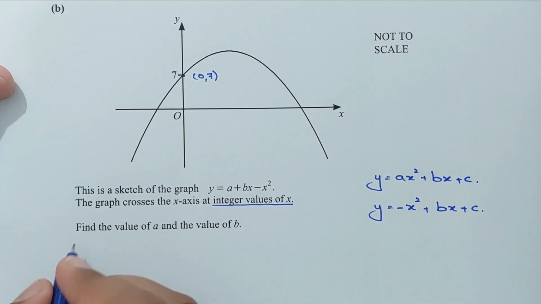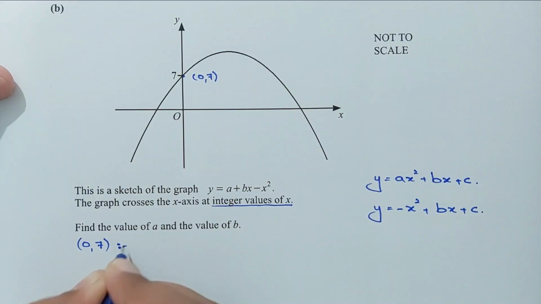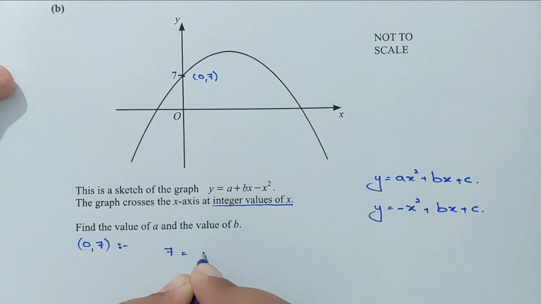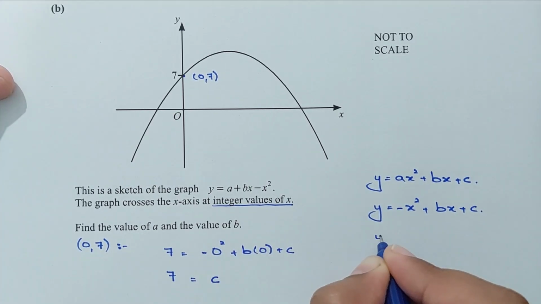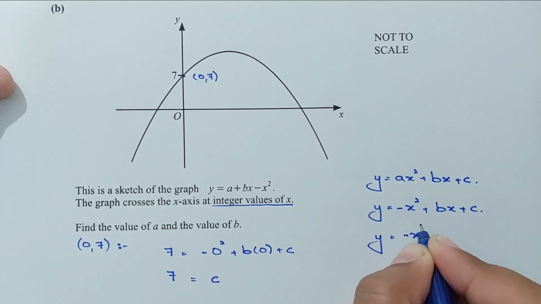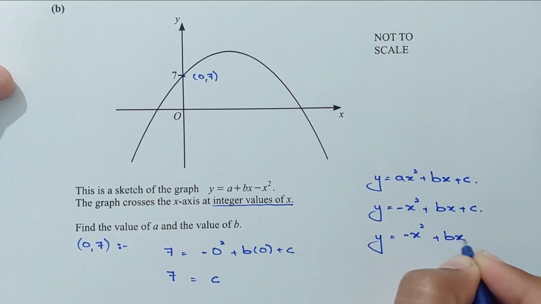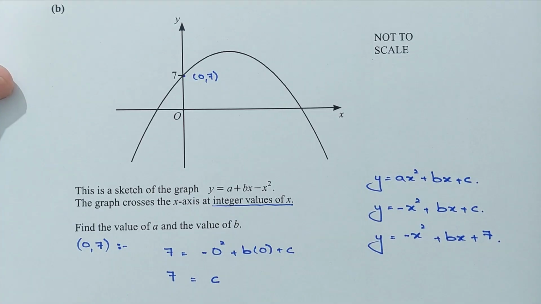The first point I'm going to use is (0, 7). Using this information, y is 7 and x is 0. So minus 0 squared plus b times 0 plus c. Here 7 is the c value. So we get y equals minus x squared plus bx plus 7. Okay, now let me solve for b.